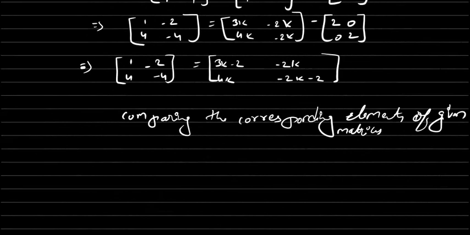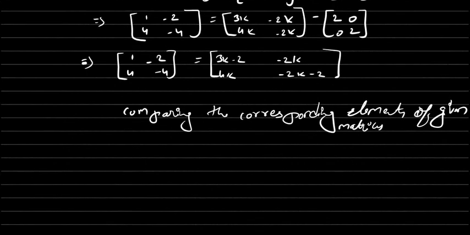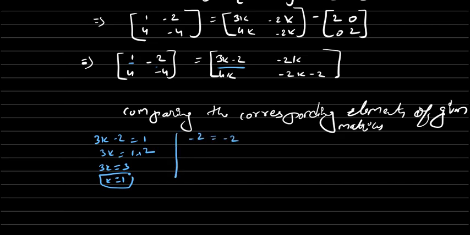Okay, we will directly take this. You can take anything: 3k minus 2 equal to 1, or minus 2 equal to minus 2k. I will take 3k minus 2 equal to 1. 3k is equal to 1 plus 2. 3k is equal to 3. Therefore, k is equal to 1. If you take minus 2 is equal to minus 2k, the 2 cancels, minus minus cancels, and k is equal to 1. You will get the same thing.